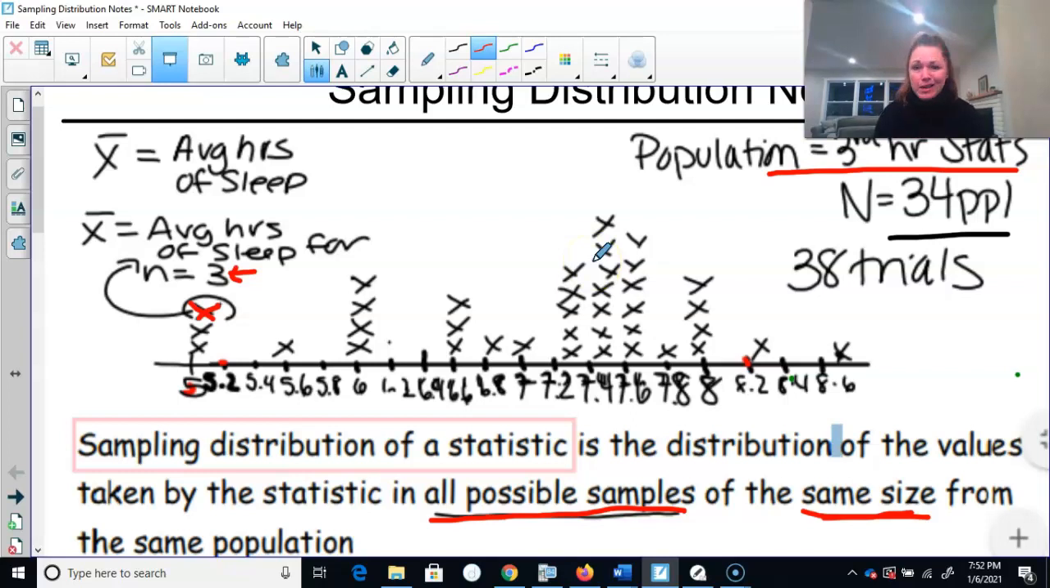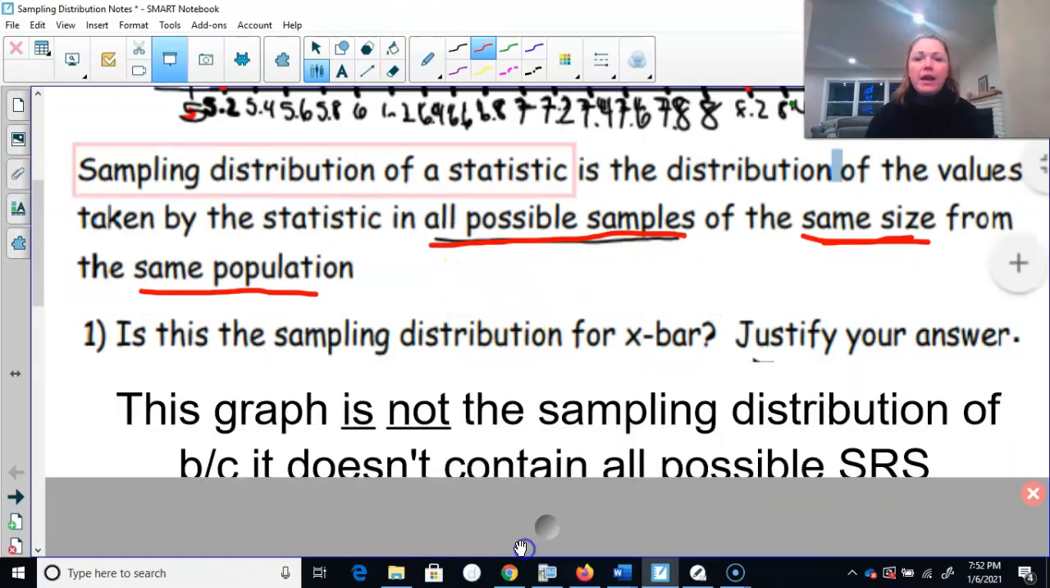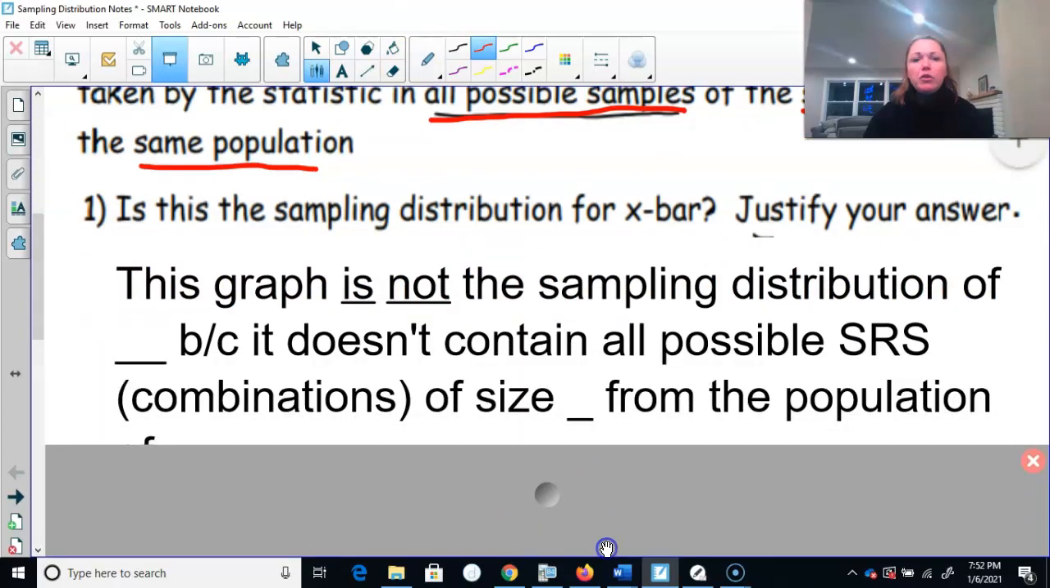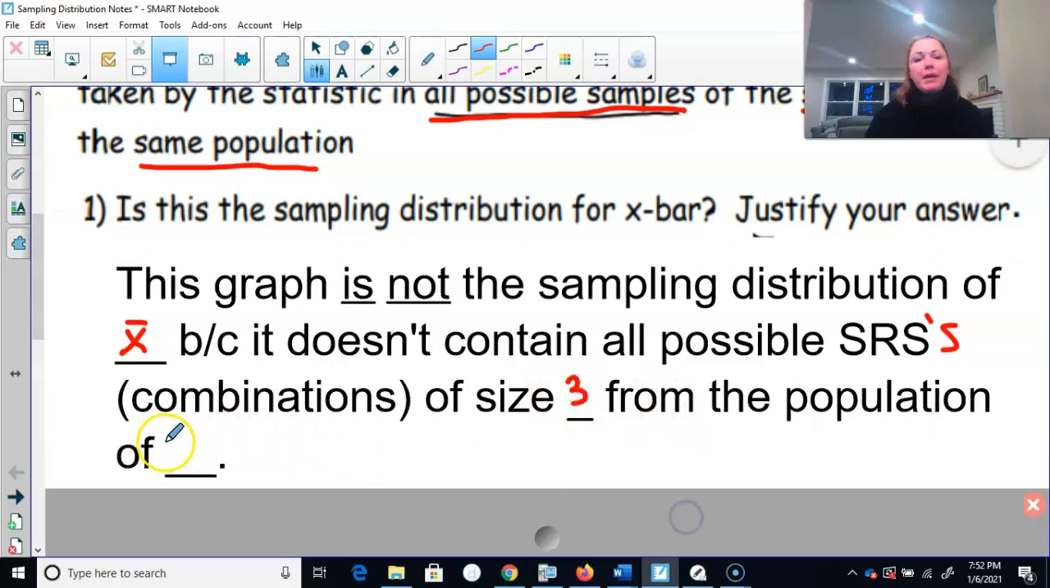So is this a true sampling distribution of a statistic? No. And here's how we justify our answer. The graph is not the sampling distribution of X bar. What kind of statistic is it? It's X bar. In video 2, we'll talk about the different kinds of statistics that we have. It's not the sampling distribution because it doesn't contain all possible SRSs, which are our combinations, of size 3 from the population of 34 students.